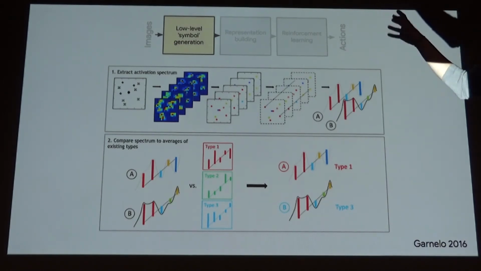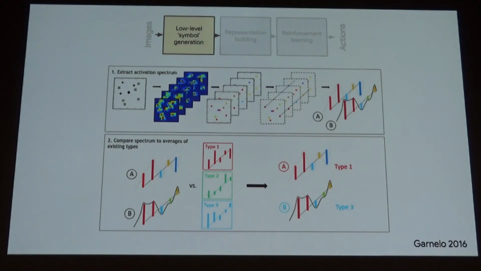We looked at the salient activations, and those gave us the positions of salient points in the image. So with that we had the positions of the symbols, and then in order to classify or to give them a certain type, we compared the spectra across all the filters.